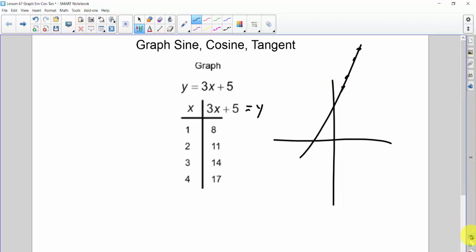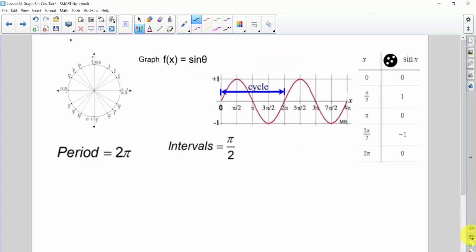But to do that, we have to look at where those values come from. Now, once again, all these values come from our unit circle for sine, cosine, and tangent. And what we're going to do is graph f of x, or y, equals the sine of theta. And sine of theta equals the y value on the unit circle.